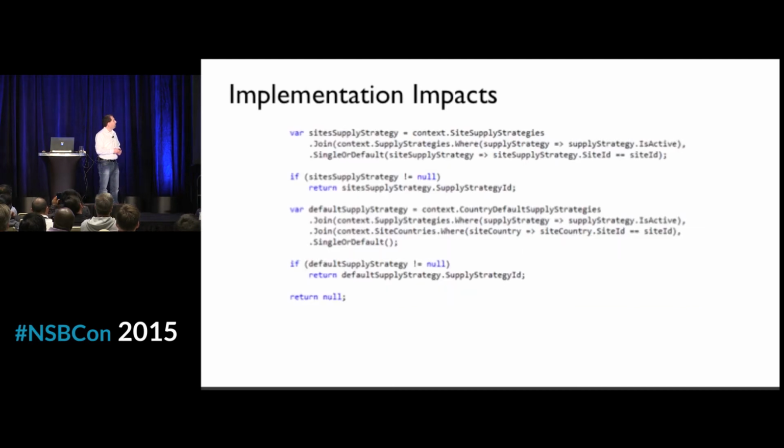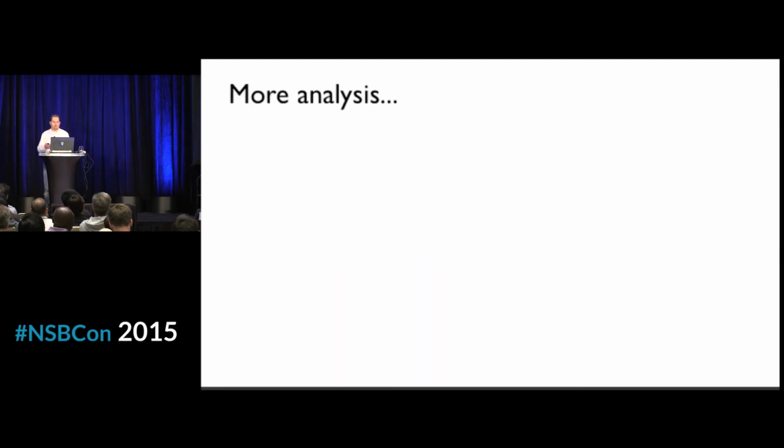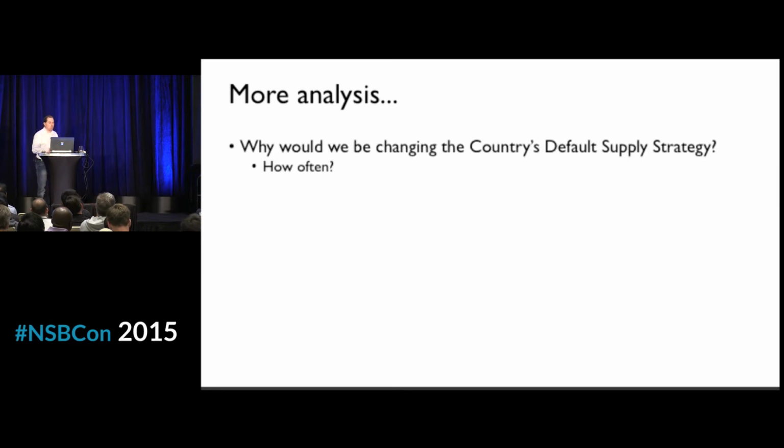But our queries, it did simplify them quite a bit. We no longer need to do the join on the supply strategy to get the status. And now, because the process will always logically succeed, we're guaranteed that default value to be there, so we can remove all that other code. So while this is simplified, we actually did a lot better than that, but it required just a little bit more analysis. Why would we be changing the country's default supply strategy and how often?